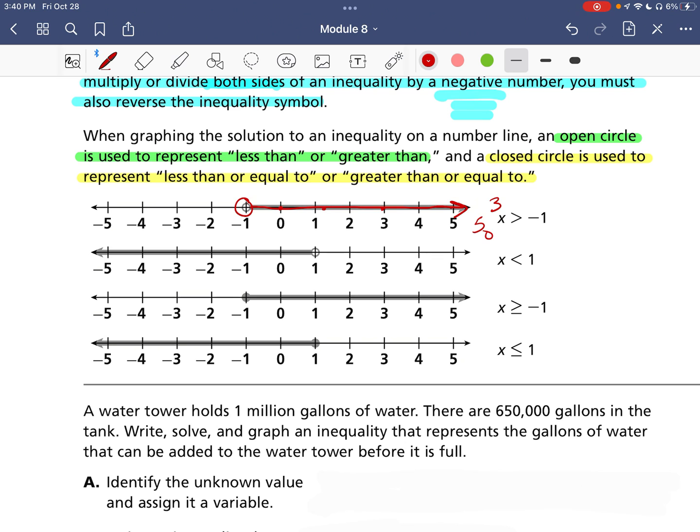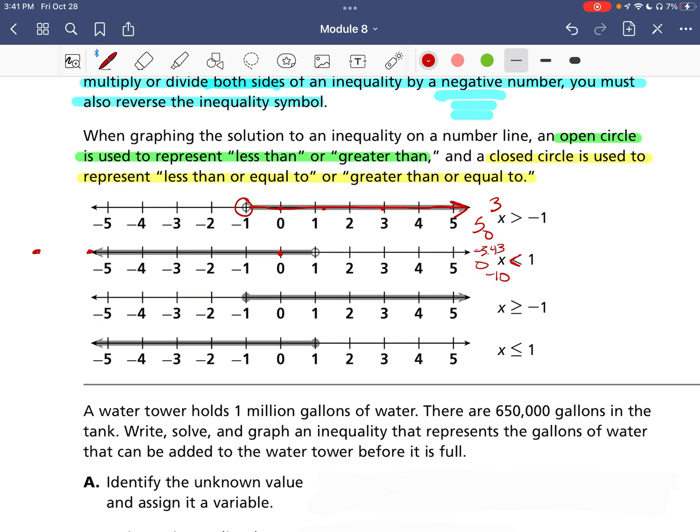If we were to flip it, x is less than 1. So that's saying what values of x will make this true. So like, for example, -10 is less than 1. So -10 way over here. 0 is less than 1. -5.43, somewhere around here. Those are all values of x that are true.